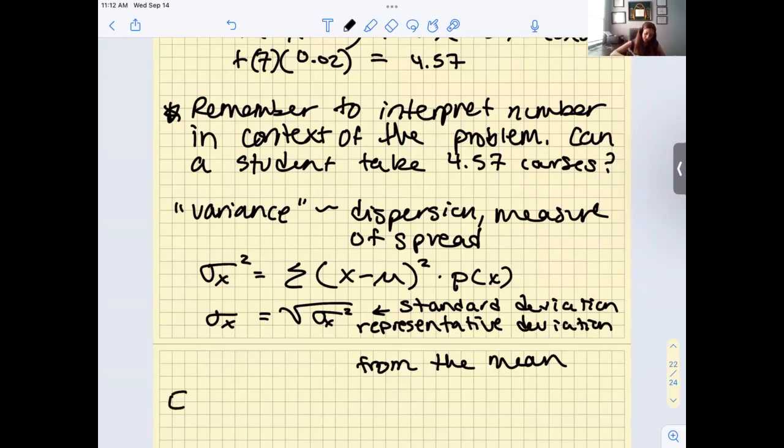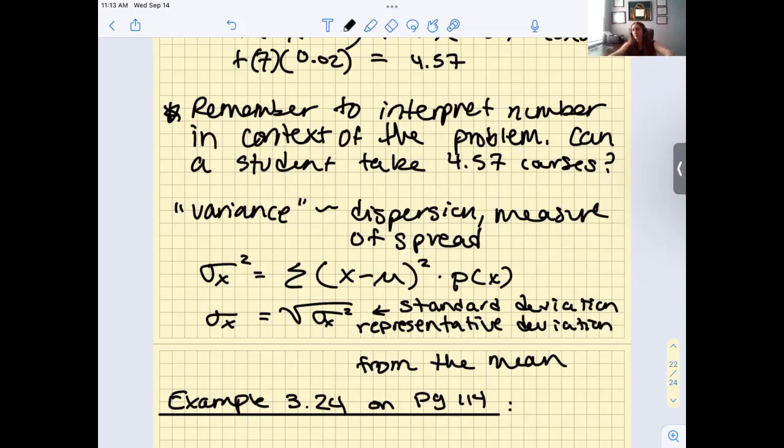Okay, so let's do an example so I can show you how to calculate the variance when there are assigned probabilities to these values. We'll do example 3.24, which occurs on page 114. So turn to page 114 in your book. Example 3.24 is in the middle of the page.